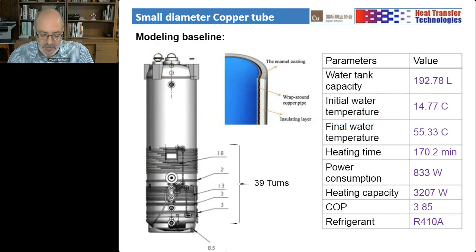To establish simulation accuracy, a known tested baseline needs to be compared to the simulation result. The baseline heat pump water heater performance parameters are shown. It's a close to 200 liter capacity, and the heating time for this baseline is about 170 minutes. And there's some other details here.